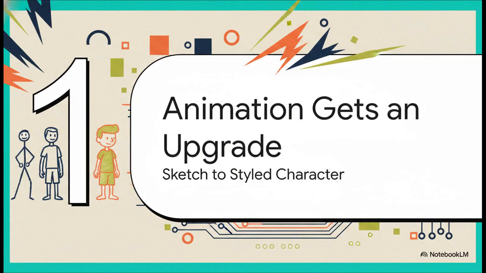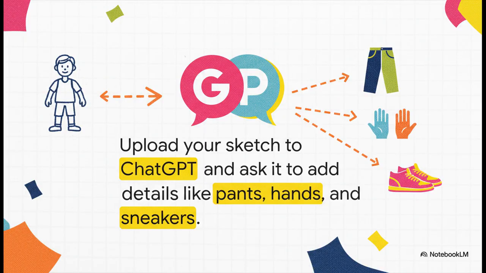All right, let's kick things off with Section 1, Animation Gets an Upgrade. This is where we take a super simple sketch and just inject it with a whole lot of personality. And you know what's so cool about this? It's how incredibly simple it is. We upgraded Kevin just by uploading his original sketch to ChatGPT and asking it to add some stuff. The prompt was literally something like, recreate him with pants, hands, and a pair of white Nike Air Force sneakers. That's it. No complex drawing, no fancy software.